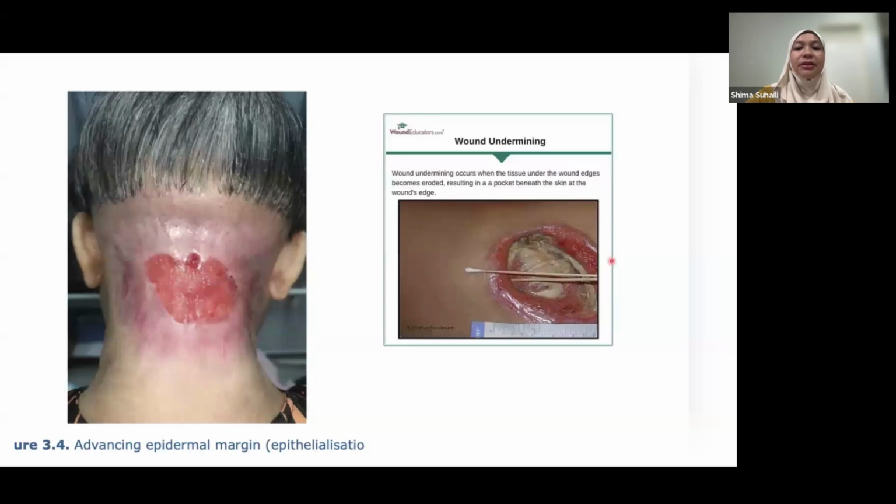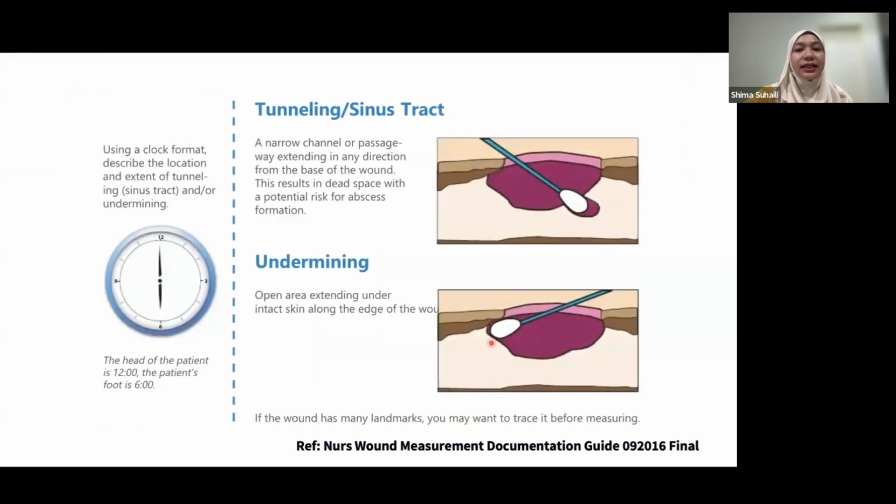Okay, at the same time, untuk luka yang tidak ada advancing, you have to check with the presence of undermining and also tunneling. These 2 are very important during your assessment, and also bila you nak document, you have to document using a clock format. So that in the future when you reassess balik the wound, you boleh check terus dekat kawasan tersebut ada improvement ataupun tidak, ataupun mungkin ada presence of new tunneling or undermining yang menunjukkan the wound actually bertambah teruk.